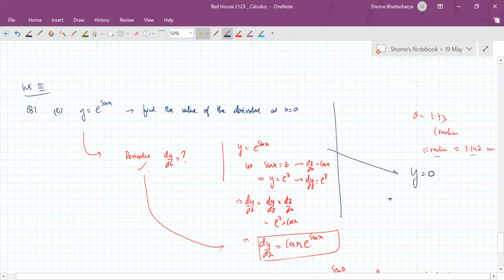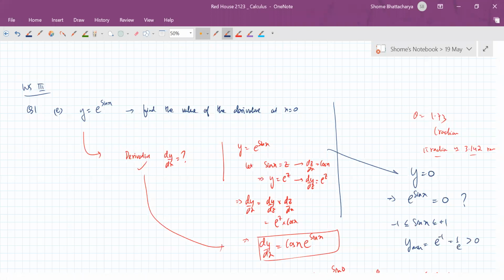Y is equal to 0 implies e raised power sin x is 0. This does not exist, because sin x is between -1 and +1. So you can see that y's minimum value is e raised power -1, which is 1 by e, quite a bit greater than 0. So such a point, where y becomes 0, does not exist. Are you understanding better?